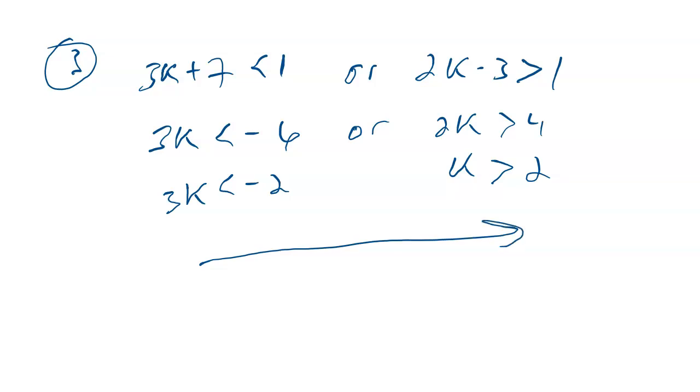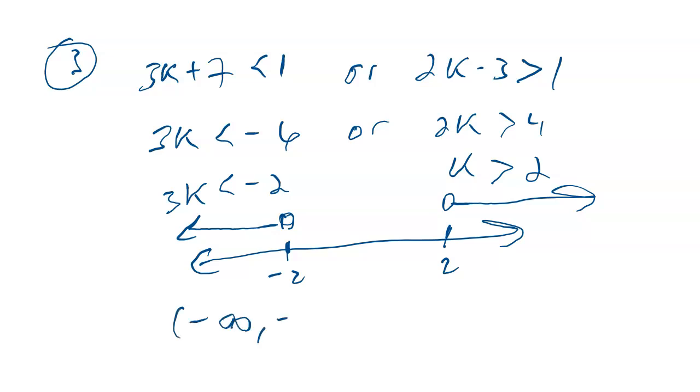So on the number line, I'm going to show my graph. Negative 2 is here. I'm going less than. It's an open hole. Here's 2, open hole, greater than. And so my interval notation is negative infinity to negative 2, union 2 to infinity, excluding all the values. You can't be infinity, you can't be 2.